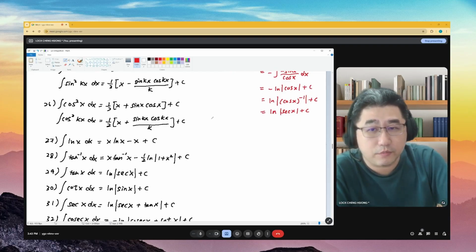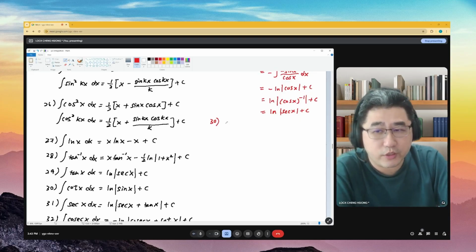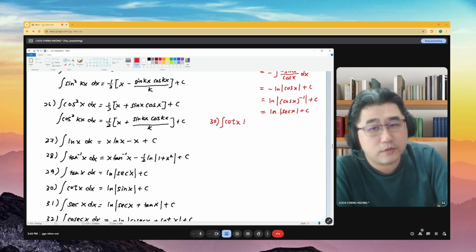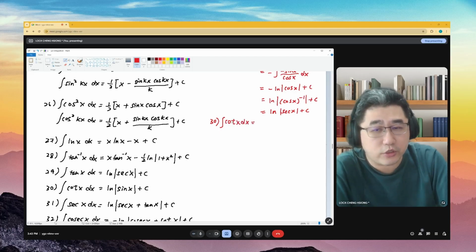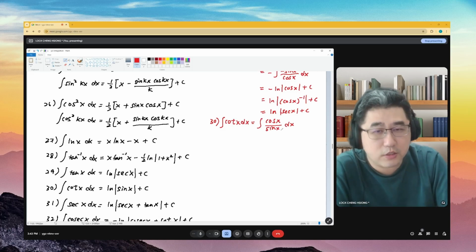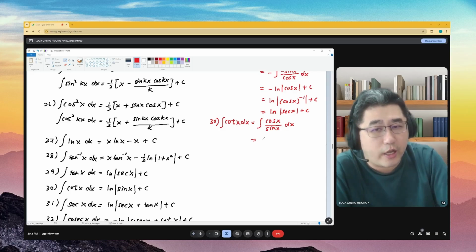Number 30. Although I have already written it just now, just for the sake of writing, I write it down again. Cotangent x, integrate of cos x over sine x. You can see that the top is the differentiate of the bottom. So by rule 23, I have ln of sine x plus c.